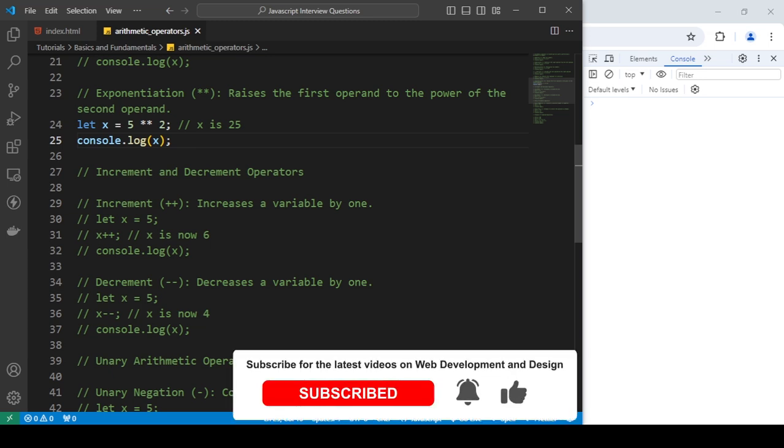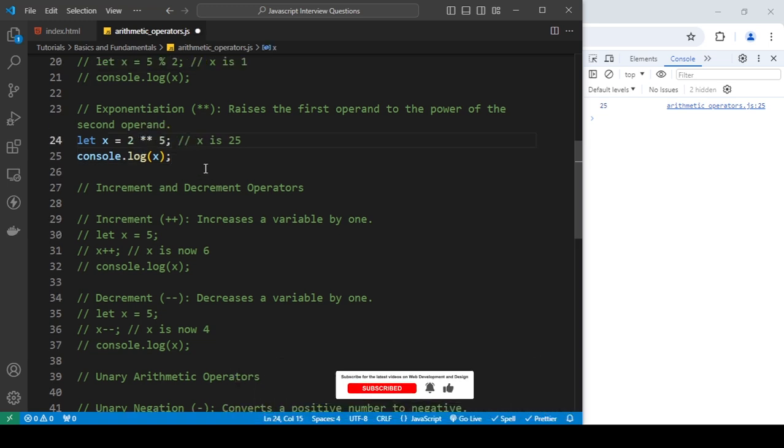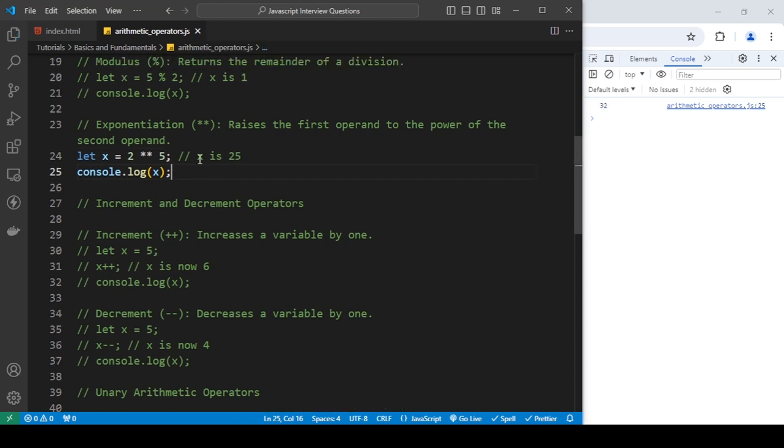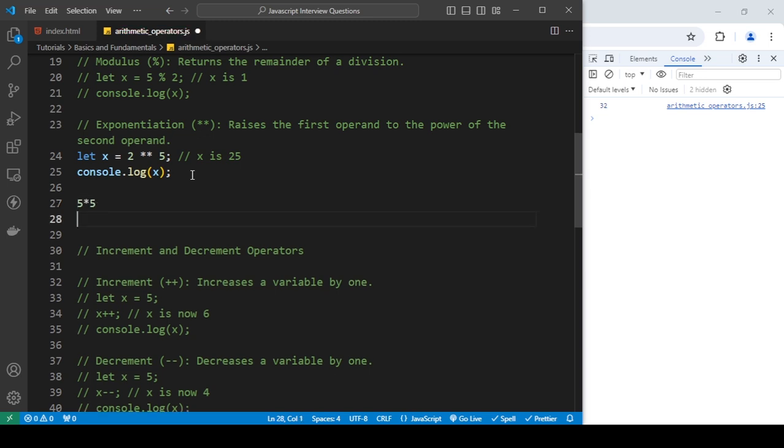So this is 5 raised to the power of 2, but let me just reverse these to give you a better example of what I mean. So this is 32, and you would say, okay, I just reversed these, so how is this not 25? The difference is that before it was 5 multiplied by 5, and now it's 2 multiplied by 2 multiplied by 2 multiplied by 2 multiplied by 2, which is equal to 32. So this is 2 multiplied by itself this many times. That's what's happening with this.